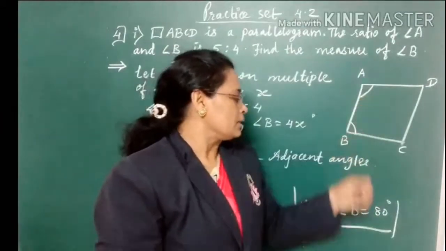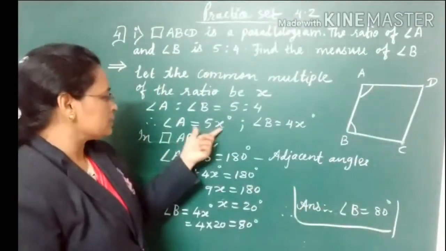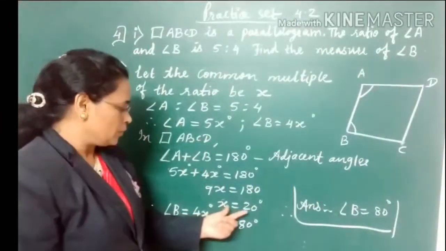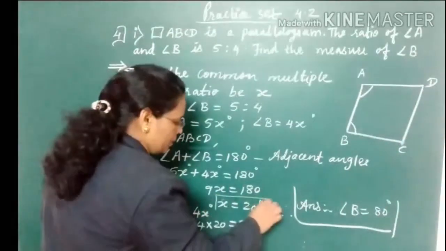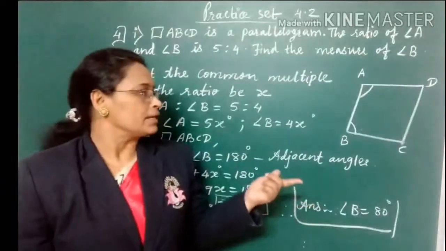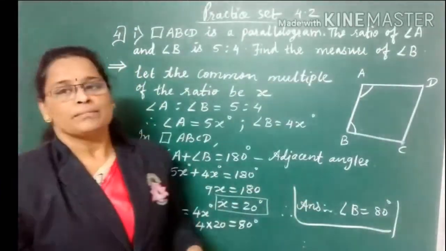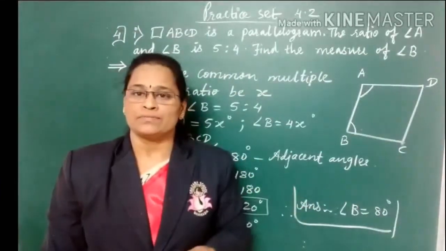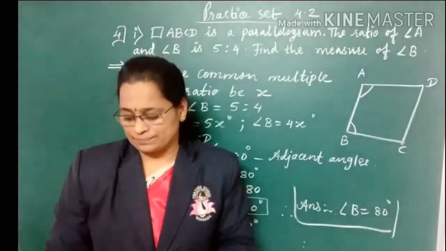If angle A is asked, then we can write angle A is equal to 5 into 20 degrees. This is the value of x. So 5 into 20, that is 100 degrees. So that way we can find the measures. This is one example of a word problem. Let's see the next one.